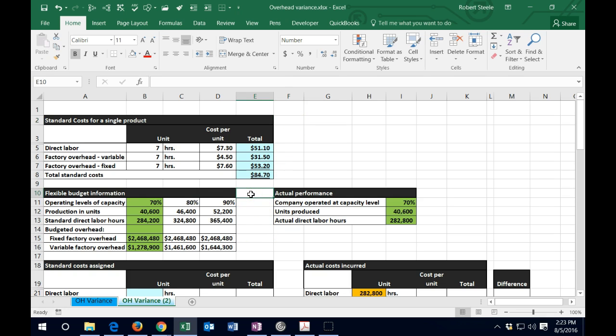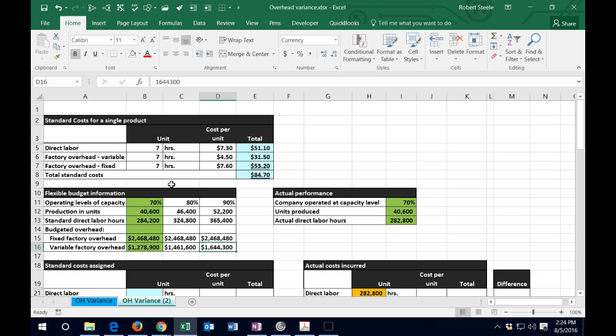This is the estimated flexible budget information based on capacity. As capacity changes, we want to make different estimates, or set our budget up in such a way that we can make an actual comparison to what actually happens at the same capacity level. So we have the 70% capacity, the 80% capacity, the 90% capacity, and we're making budgeting predictions at these different levels of capacity in terms of production in units, standard direct labor hours, and then the budgeted overhead for the fixed factory overhead and the variable factory overhead based on these different production levels.